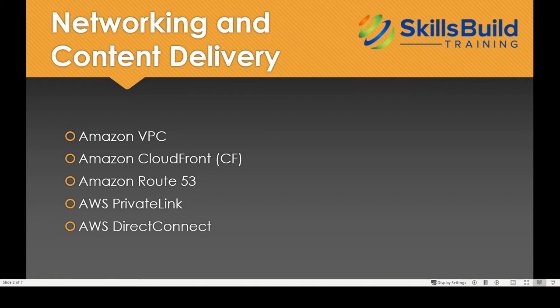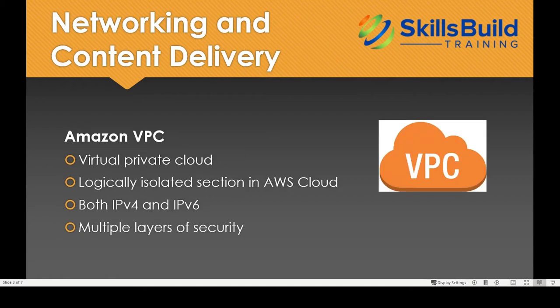Amazon Virtual Private Cloud, or Amazon VPC, lets you provision a logically isolated section of the AWS cloud where you can launch AWS resources in a virtual network that you define. So you have complete control over your virtual networking environment, including selection of your own IP address range, creation of subnets, and configuration of route tables and network gateways. You can use both IPv4 and IPv6 in your VPC for secure and easy access to both resources and applications.